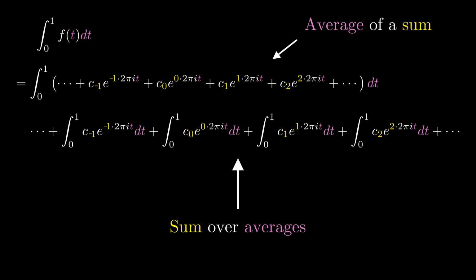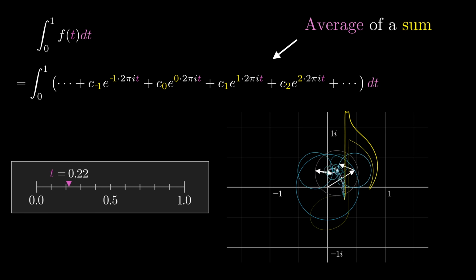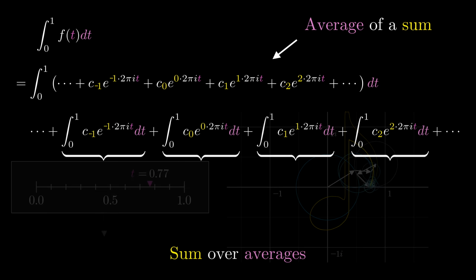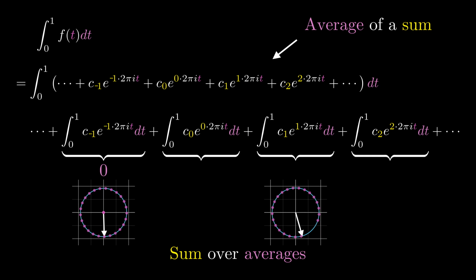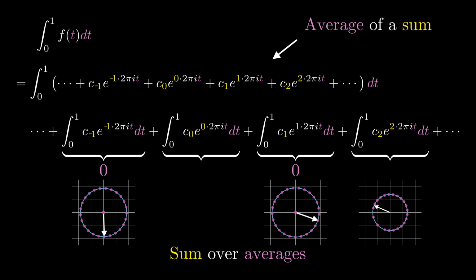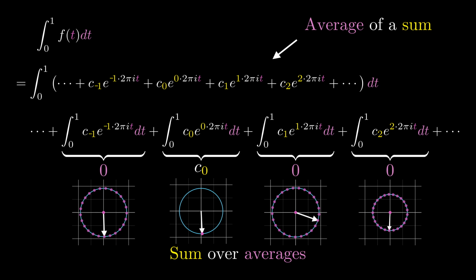You can read this move as a sort of subtle shift in perspective. Rather than looking at the sum of all the vectors at each point in time and taking the average value that they sweep out, look at the average of an individual vector as t goes from 0 to 1, and then add up all these averages. But each of these vectors just makes a whole number of rotations around 0, so its average value, as t ranges from 0 to 1, will be 0. The only exception is the constant term. Since it stays static and doesn't rotate, its average value is just whatever number it happened to start on, which is c0. So doing this average over the whole function is a sort of clever way to kill all of the terms that aren't c0.